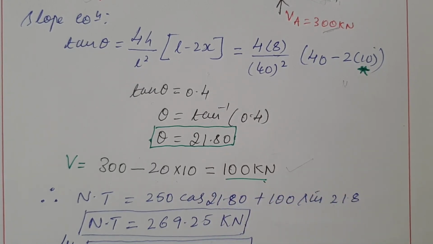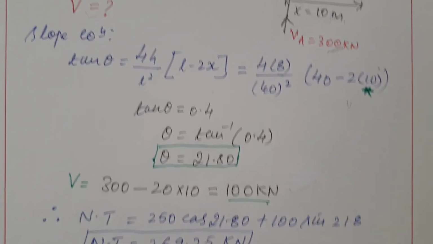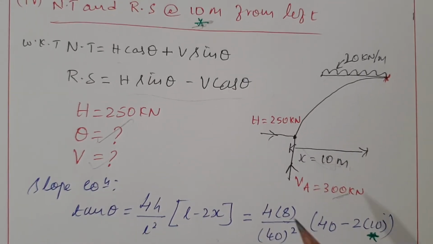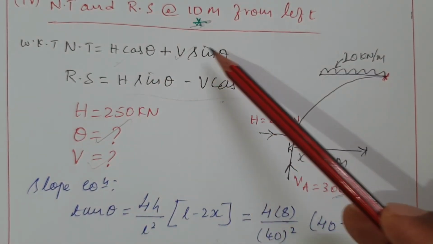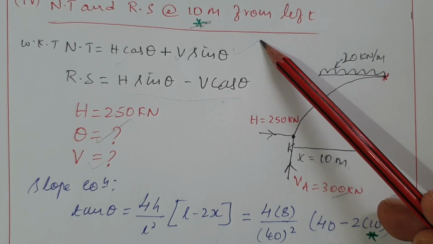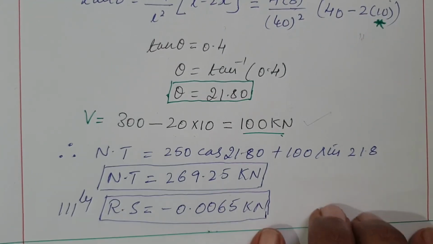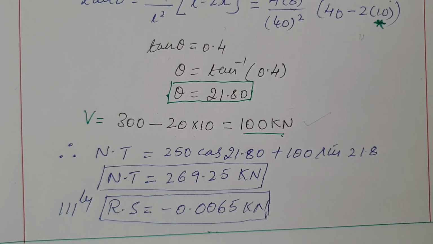Now you know the unknowns V as well as theta, and you know H value, the horizontal thrust, which is 250 kilonewton. Substitute all the values in the above mentioned equation: H 250, V 100, theta 21.80. Now you can easily find the normal thrust as well as radial shear. That is where your problem ends.